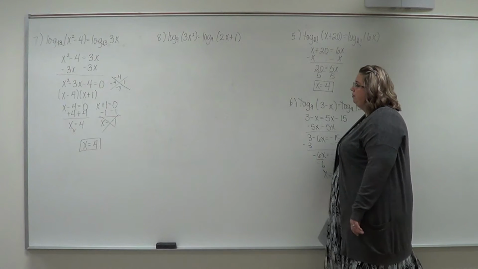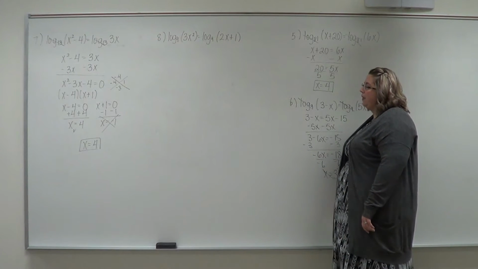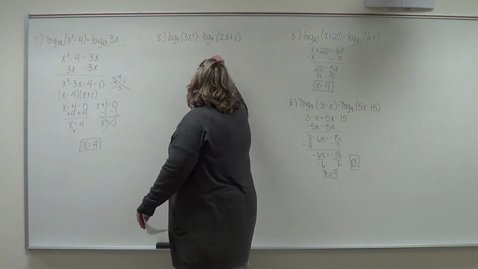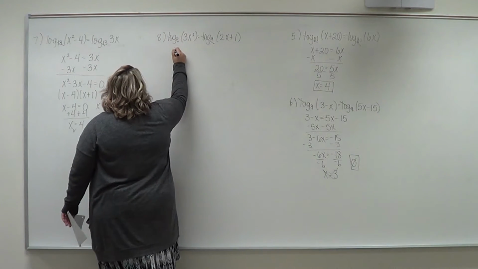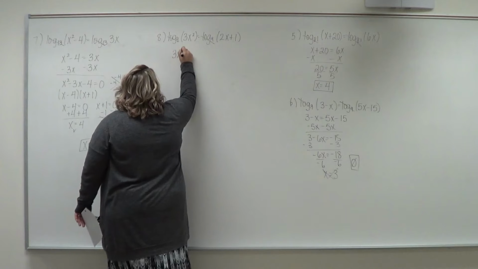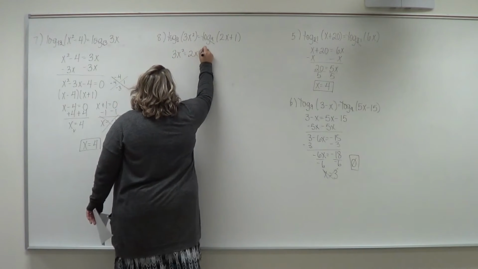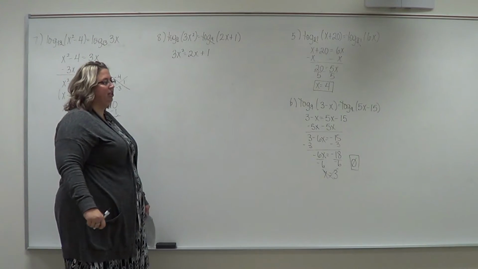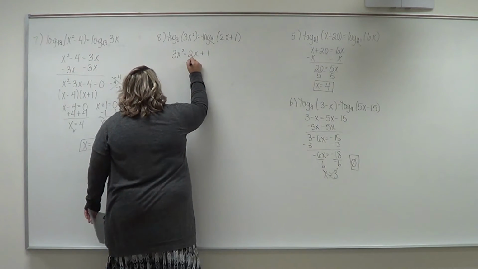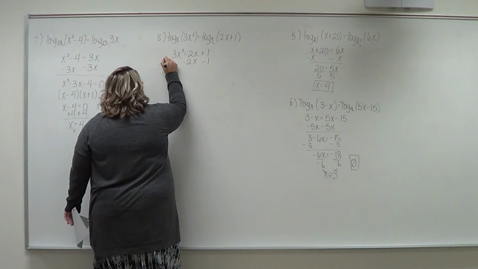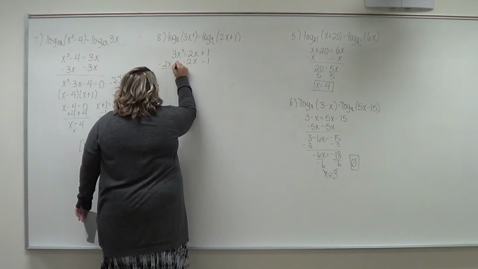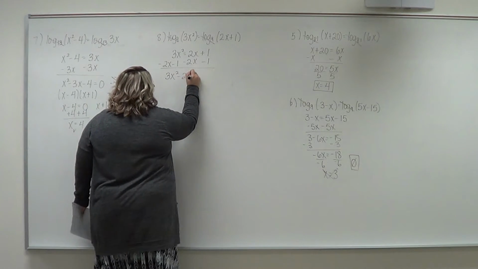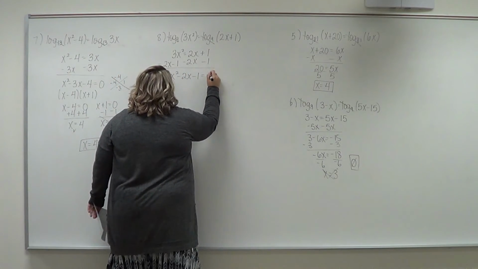Okay, we're going to do one more. Okay, on number 8, they're both log 9s. So the log 9s cancel. So I have 3x squared equals 2x plus 1. Okay, you can get everything on the same side. I like my x squared to be positive. So I'm going to move the 2x, I'm going to move the 1 to the left. So I'm going to subtract them. So I have 3x squared minus 2x minus 1.